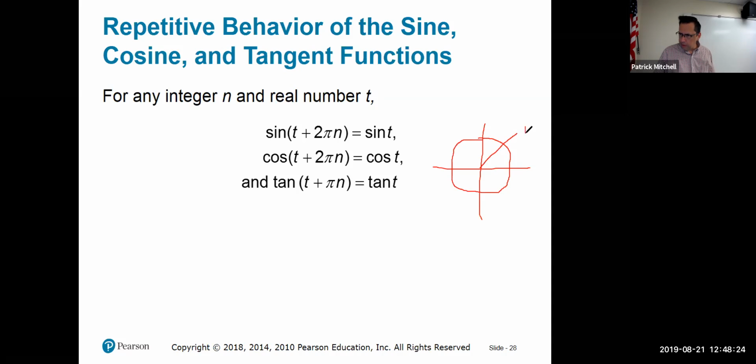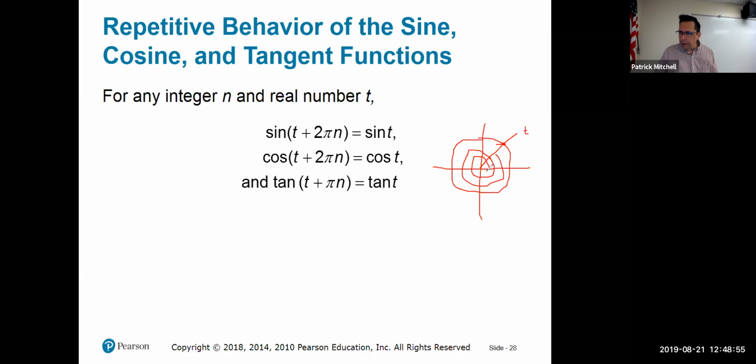Okay, and let's say this is t, all right? And this is the point x comma y, all right? What this is saying is that if you take the sine of t, that's going to be y. If you go around once and get the sine of t plus 2 pi, it's still going to be y. If you go around a second time, then that would be the sine of t plus 4 pi. That would still be y.